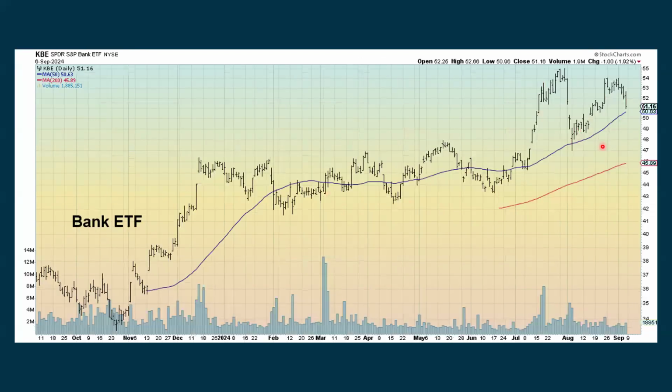We keep an eye on the financial sector, and that's really been holding up quite well. Now, it was down in Friday's session, but it's still looking pretty good. And then inside the financial sector is the bank ETF. Even though this is pulling back now, it's still above its 50-day moving average, and we're still in an uptrend with the blue line above the red line. So this is looking pretty good for right now.